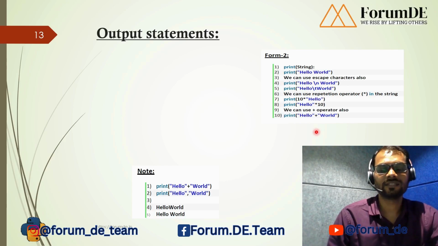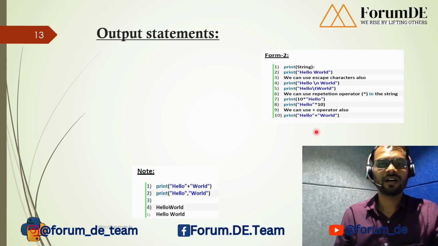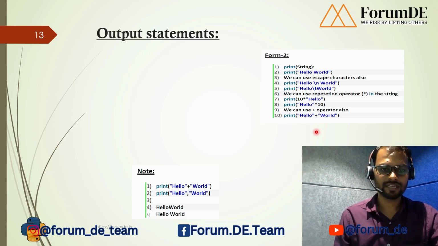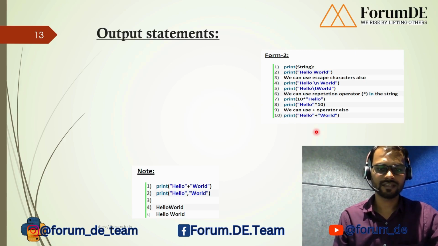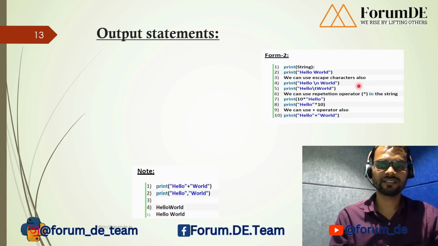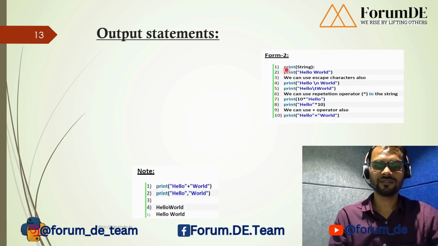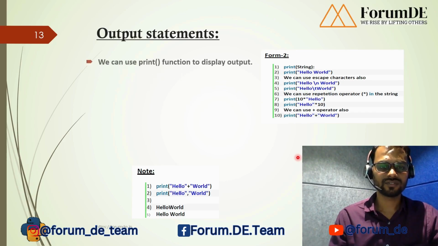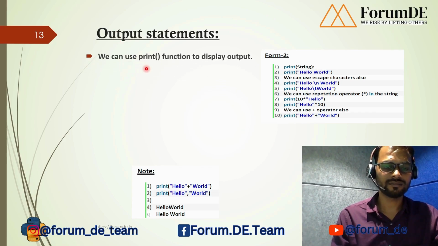Hello everyone. In this video we are going to discuss the output statement. Output statement means whatever we are printing on the console, on the output line, that is nothing but an output statement in Python. For the output we use the print statement. Print is the keyword we use for printing different types of objects or variables in Python, right? These are the keywords available in Python.